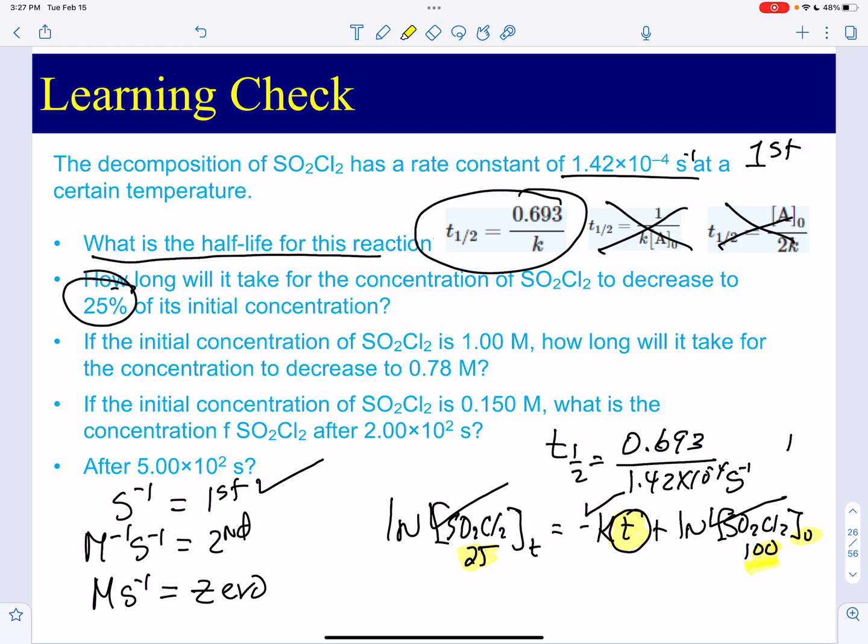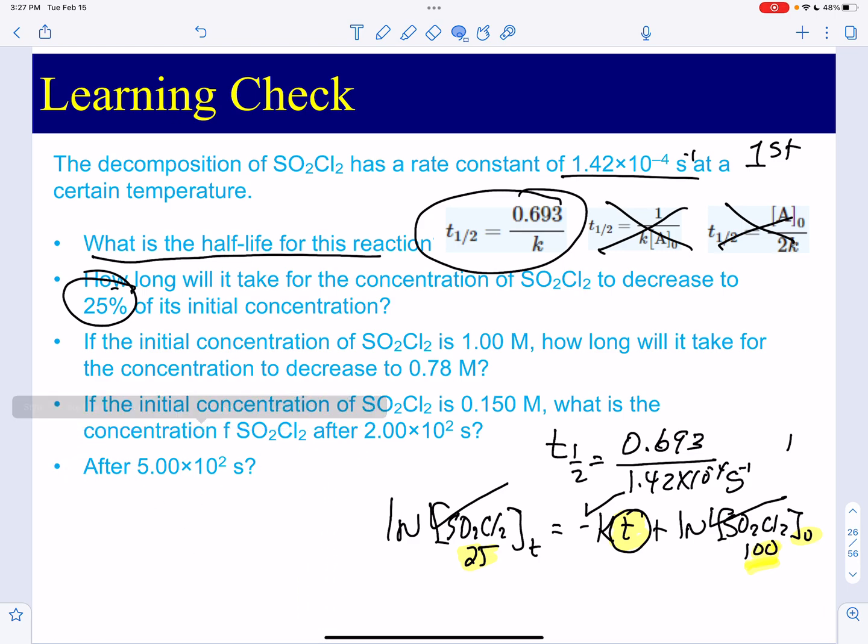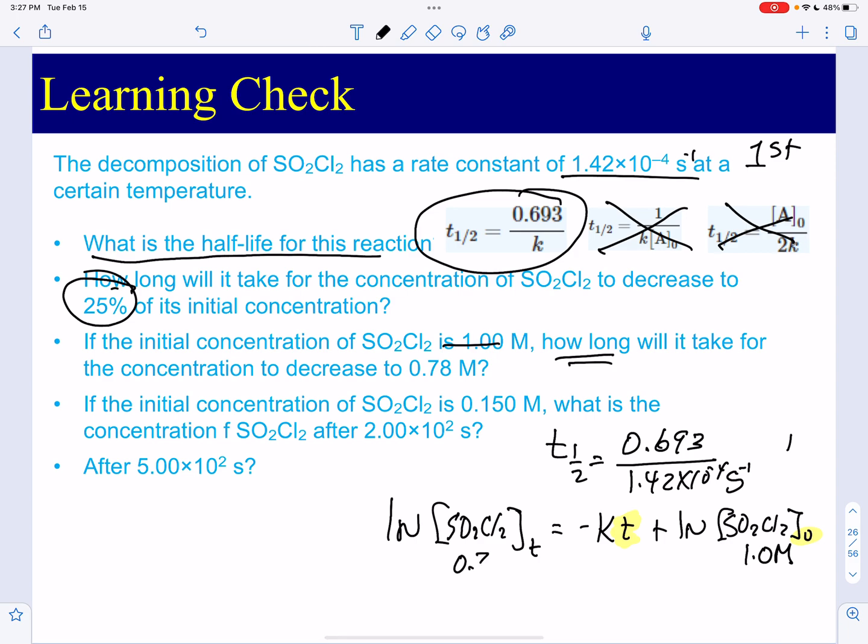And then we have an easier question after that. Why do I say it's an easier question? Well, let me show you. This is the formula that we're looking for, the formula for the first order reaction. Now, the initial concentration is 1 molar. So we're still looking for time: how long will it take for the concentration to decrease to 0.78? We know the K, right? This is the value of the K. So that's just more math problems. Just plug everything into your calculator and solve for T.